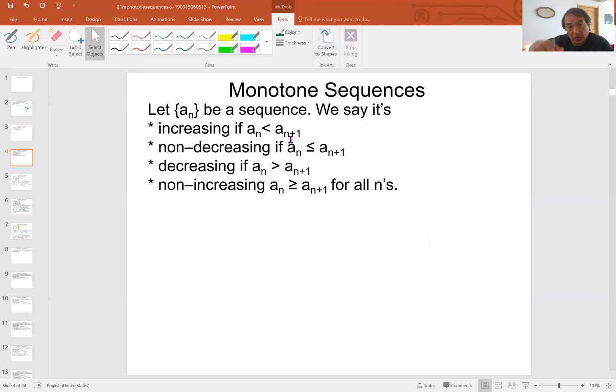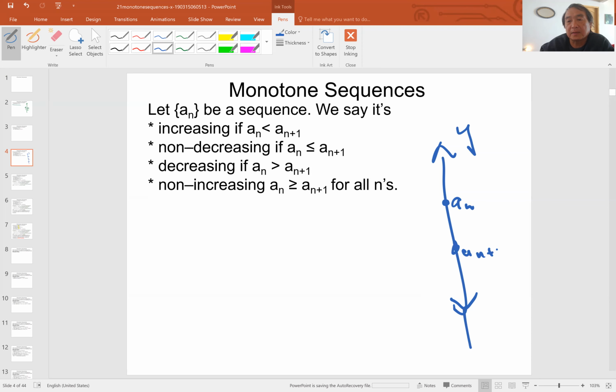Decreasing, going down. Picture this: a_n is here on the y-axis, and then a_{n+1} goes downward, and so on, getting smaller and smaller, so decreasing. And non-increasing is if we replace the strict inequality with less than or equal to, instead of greater than or equal to.